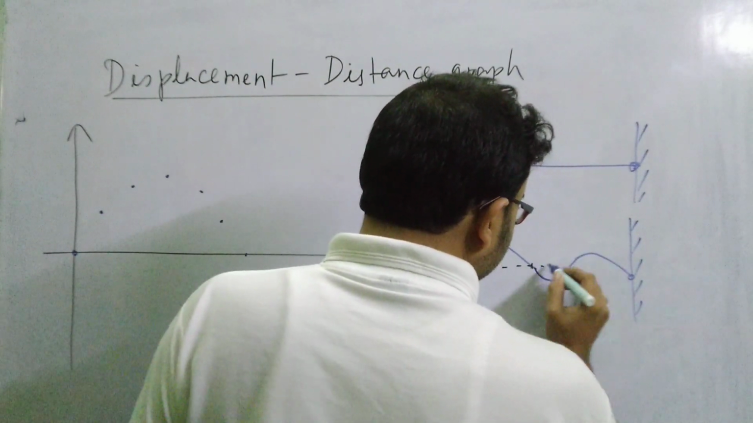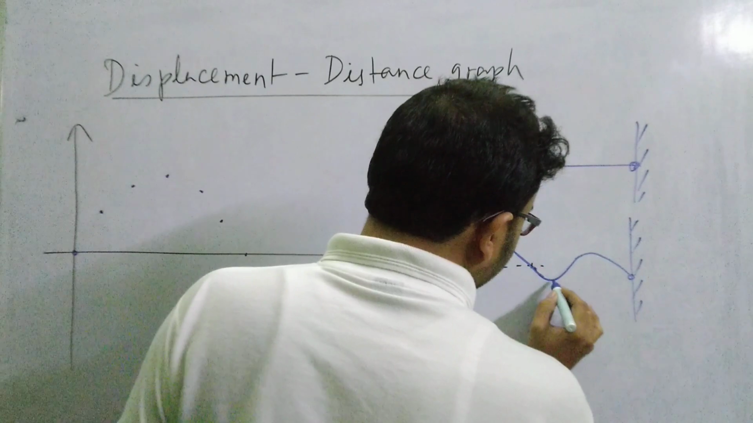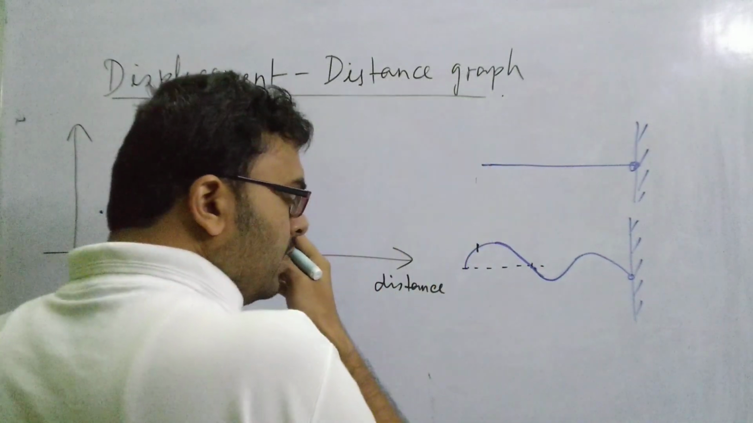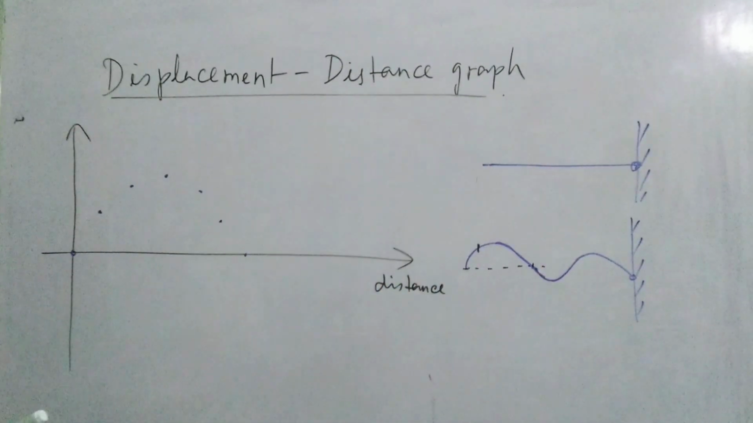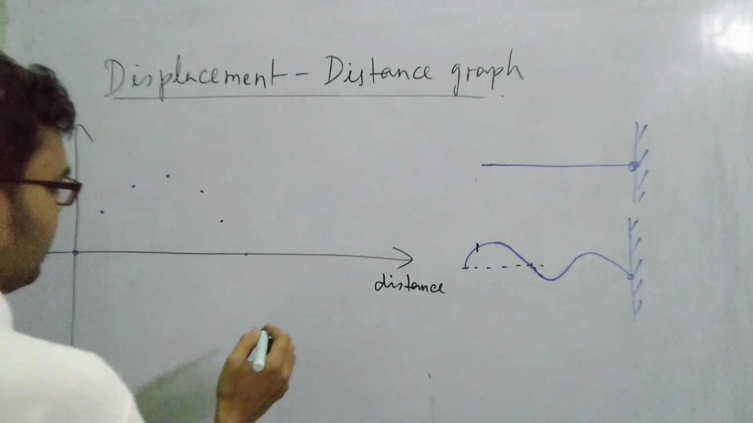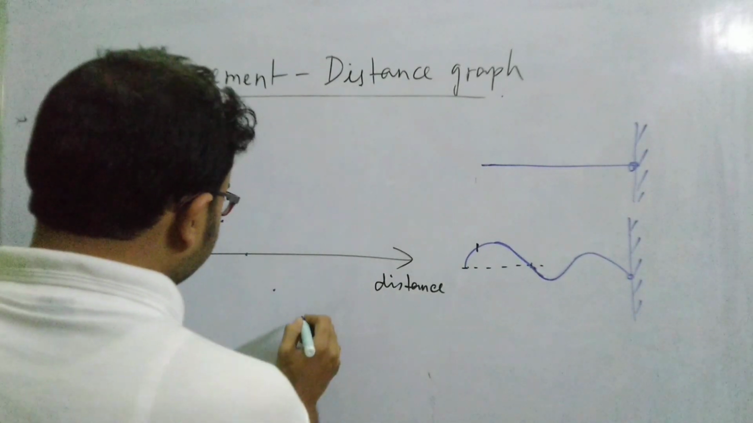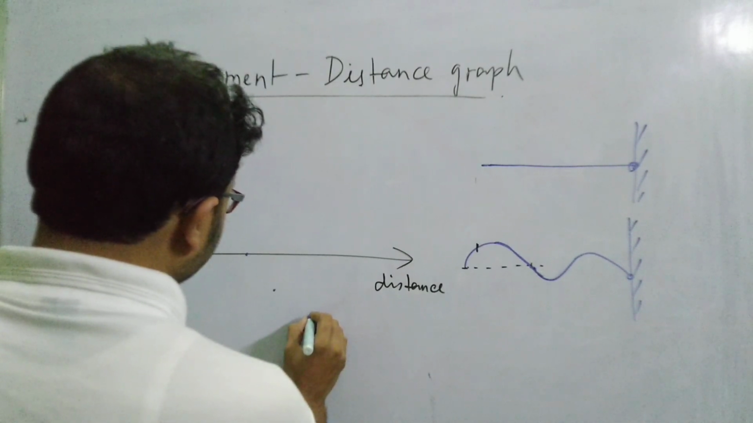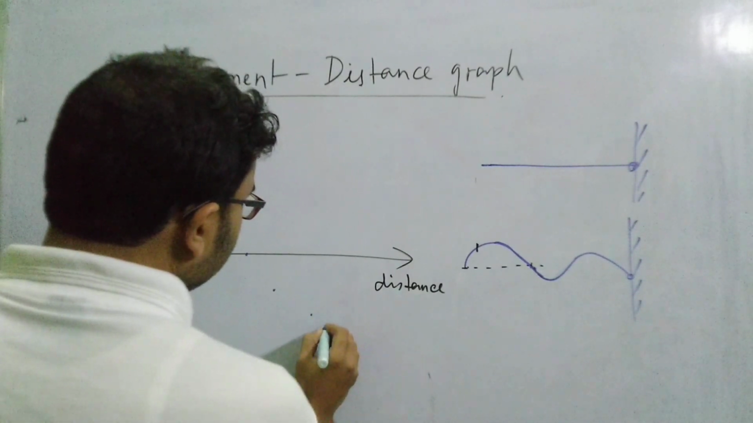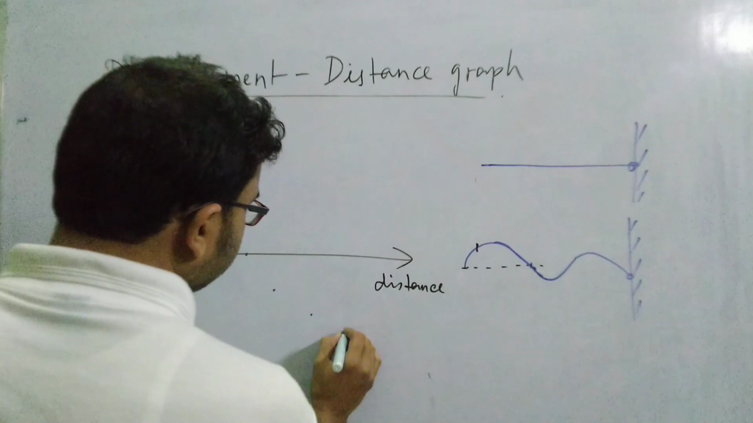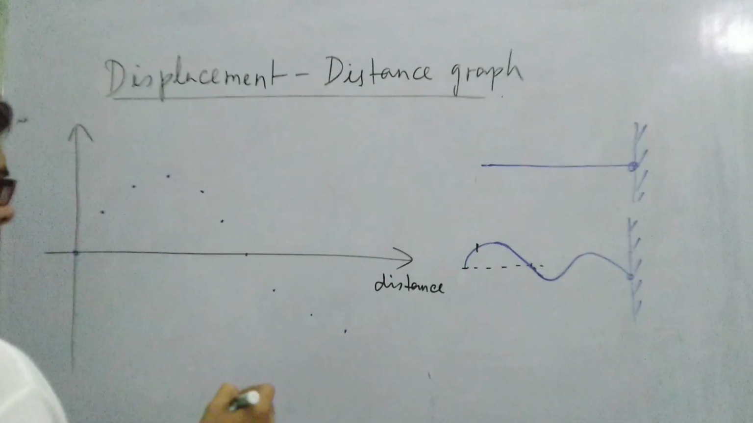So what happens is we are plotting the position of the individual points on the rope or string along the distance. Then if we move further, we will see a downward trend of displacement like this, and then again a downward trend, and then to a certain maximum displacement on the negative side of the mean position.